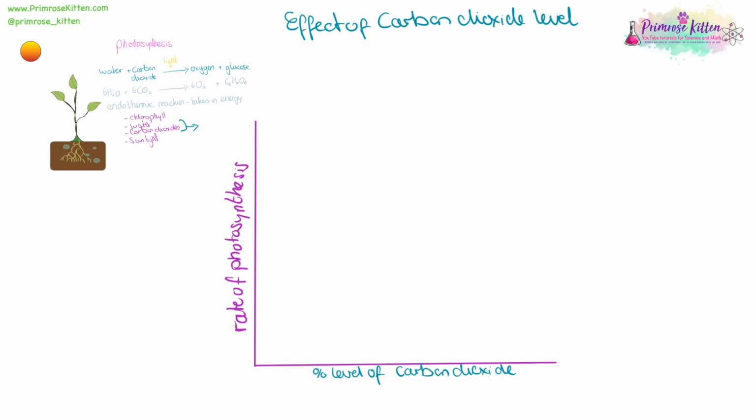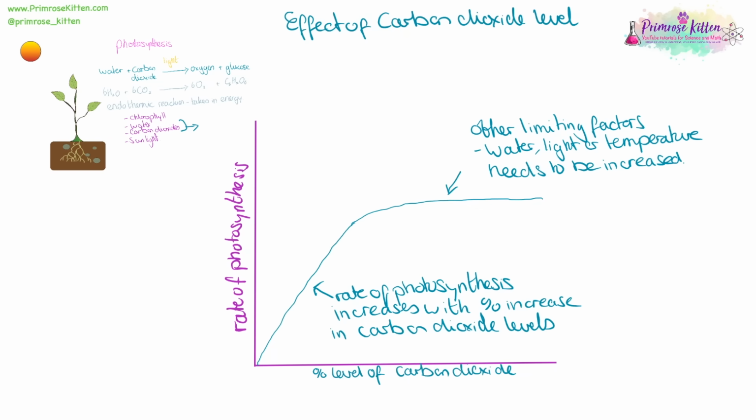The rate of photosynthesis is going to depend on the percentage level of carbon dioxide. As the percentage level of carbon dioxide increases, so the rate of photosynthesis is going to increase, but only up to a point. After this point, there are going to be other limiting factors. Past this point, we need to increase something like the water, the light, or the temperature if we want more photosynthesis to take place. We could easily switch this out to the percentage level of water and the graph would look the same.